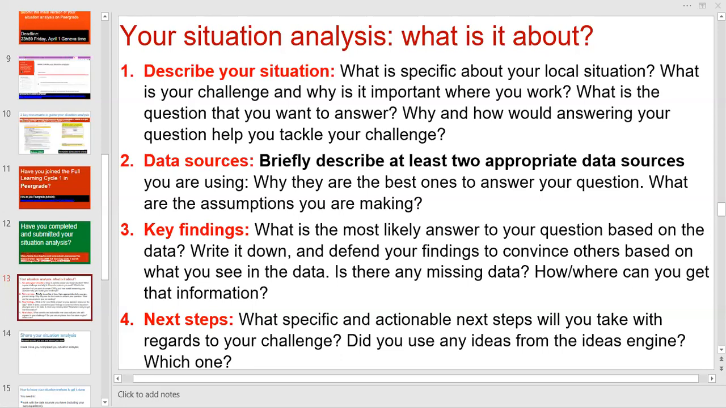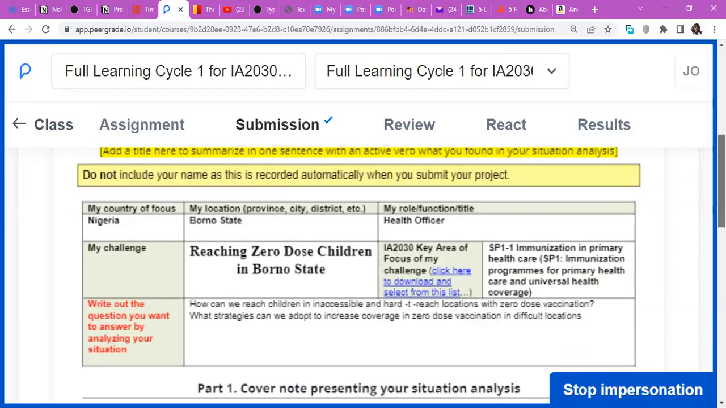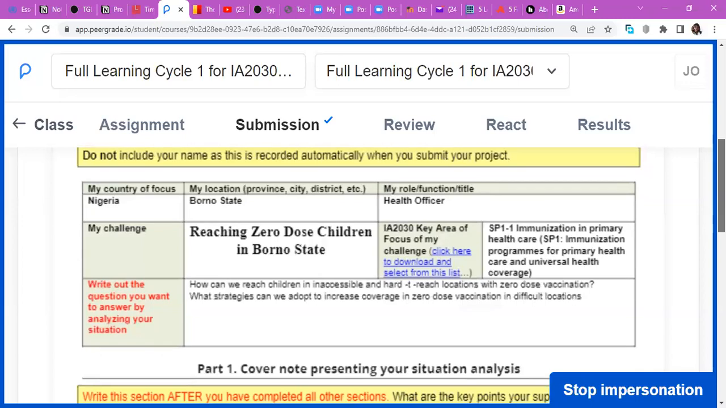Okay, my challenge is on reaching zero dose children in Borno State. We have so many children who have not received even one dose of immunization in their lives. There are so many of them in the northeast, especially in Borno State. And we all know that Borno State is one of the northeastern states that is affected by Boko Haram insurgency.